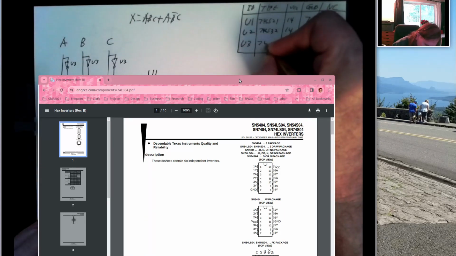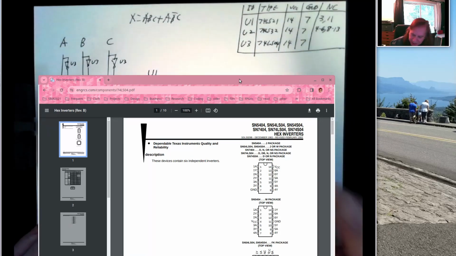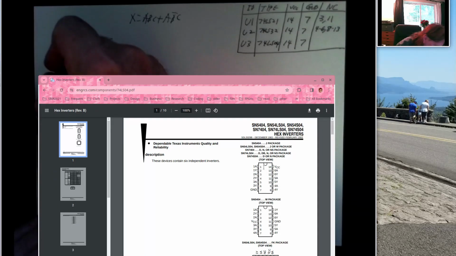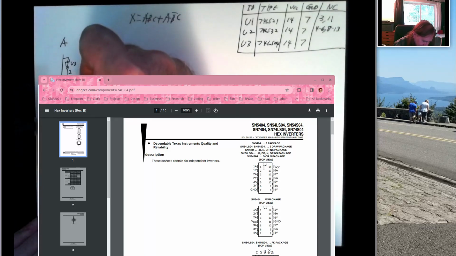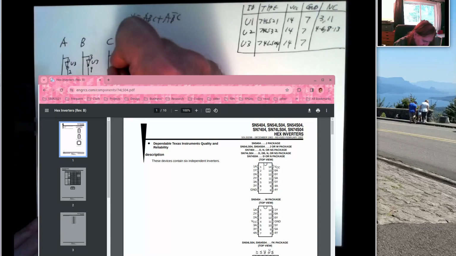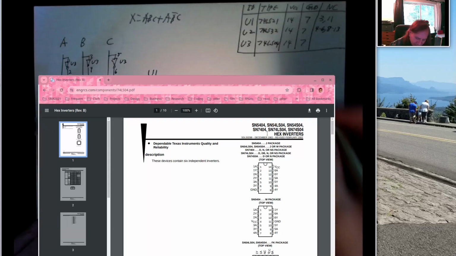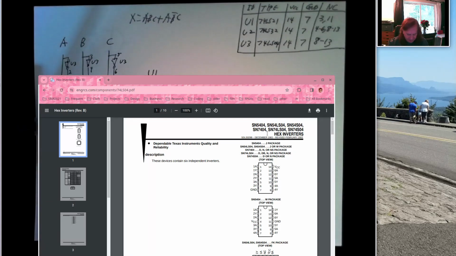And U3 is going to be a 74LS04, VCC on 14, ground on 7. And let's pick some pins. Well, our first one, let's just go in on pin 1, out on pin 2. So this is a 1 and a 2. Our second one, we can go in on 3, out on 4. And our third one, in 5, out 6. And then all of the other pins over here from 8 through 13 are unused. So we'll list those as no connection.